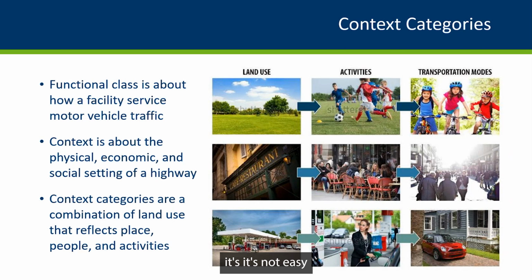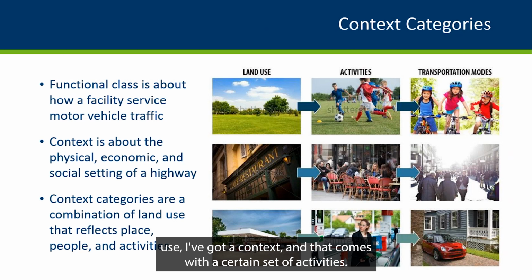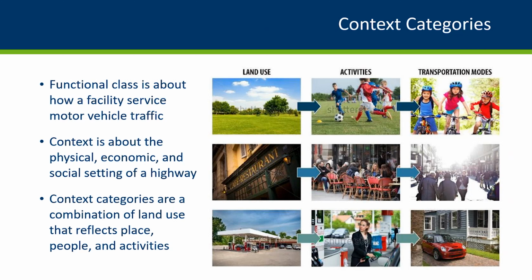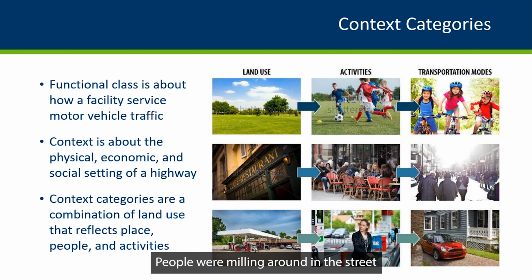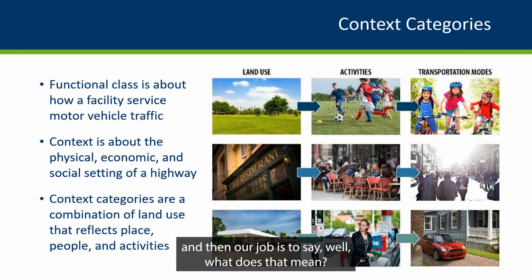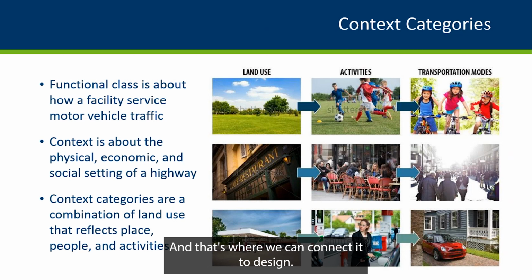Why does it matter? And this is really the answer. It's not easy, but what it is, is understanding, okay, I've got a land use, I've got a context, and that comes with a certain set of activities. People are doing stuff. Think of that San Francisco video. People were milling around in the street. And then our job is to say, well, what does that mean? What do those activities mean from a transportation design perspective? And that's where we can connect it to design.